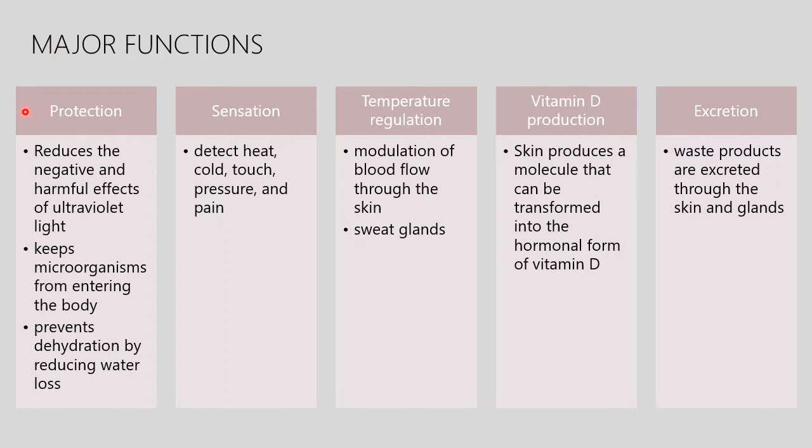First is protection. How does it protect? It reduces the negative and harmful effects of ultraviolet light, which is always present in the rays of the sun. So every day we walk outside, we are exposed under the heat of the sun with these ultraviolet rays, and our skin actually protects us from that. It also acts as a barrier by keeping microorganisms from entering the body, and it prevents dehydration by reducing water loss. How does it reduce water loss? If you are dehydrated, that means you lack water in your body system, then your sweat glands are inhibited from their activity in order for your body to conserve more water.